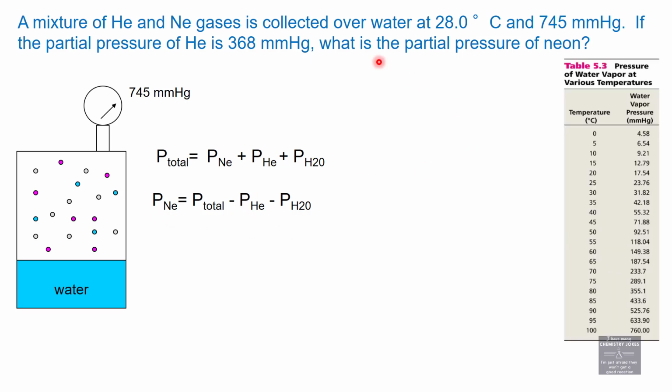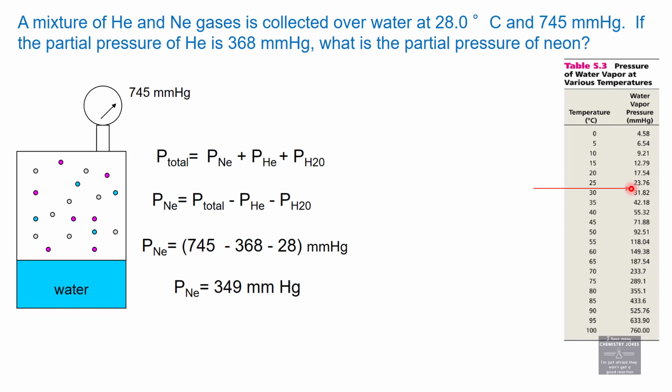Looking at my table, 28 falls right in between both of those, so we're going to estimate a little bit, and we could estimate that at 28 Celsius, maybe it would be 28 millimeters of mercury. So I take my 745 minus 368 minus my guesstimate of 28 millimeters of mercury, and I get the partial pressure of neon is 349 millimeters of mercury in this sample. Partial pressures, not that hard.